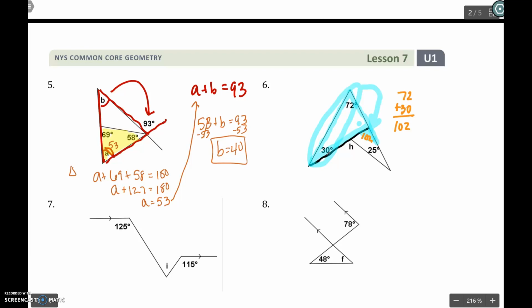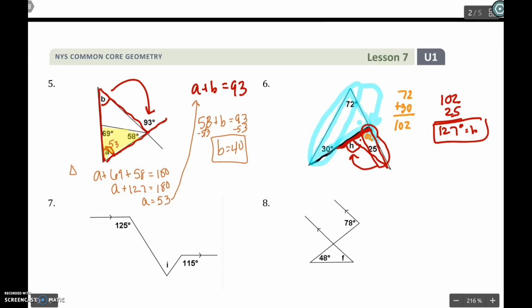Then I can look at this little triangle and see how angle H is an exterior angle. So it's next to this angle, which means it's going to equal the other two added together. So 102 and 25 is 127 degrees.